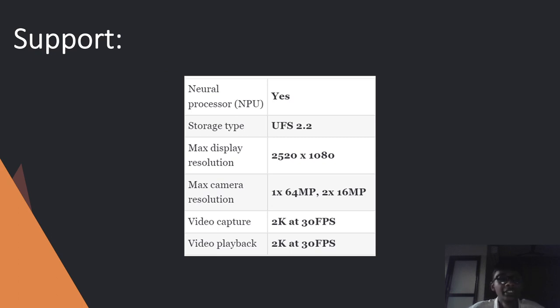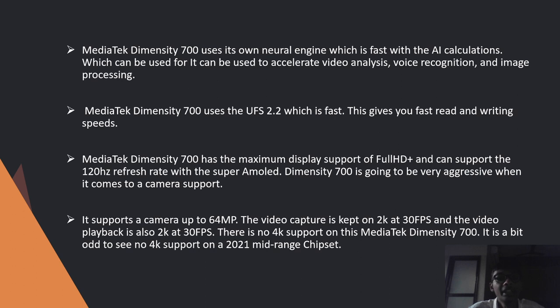There are support details like neural processor, storage types, max display resolution, max camera resolution, video capture and video playback. MediaTek Dimensity 700 uses its own neural engine, which is fast with AI calculation and can be used to accelerate video analysis, voice recognition and image processing. MediaTek Dimensity 700 uses UFS 2.2, which is fast. This gives you fast read and write speeds.